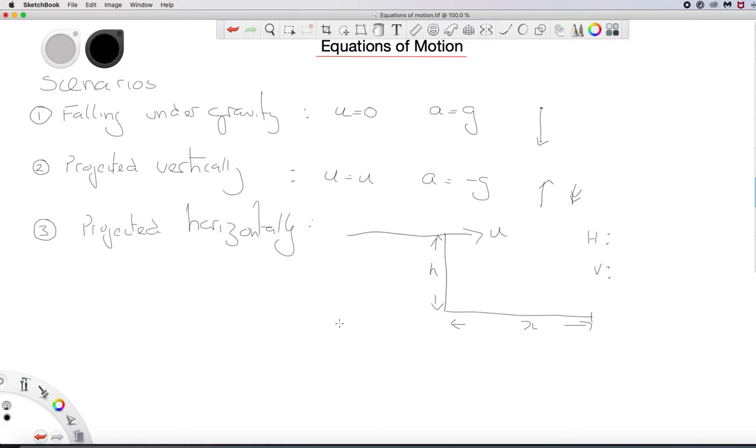But horizontally, there is no acceleration. We're ignoring air resistance because we're physicists and we can do that. And vertically, the acceleration again will be gravity, because as it falls, its velocity increases. So gravity is acting positively, whereas here, as it rises, its velocity decreases. So clearly it's a negative acceleration. So those are our three scenarios that we need to deal with.